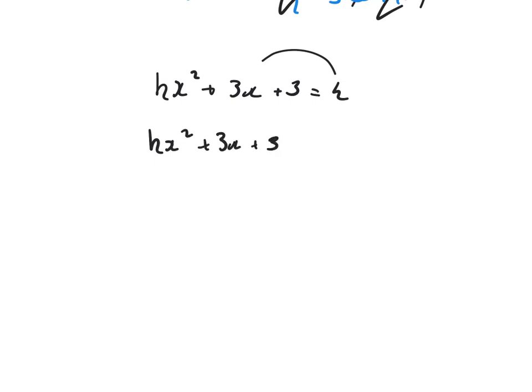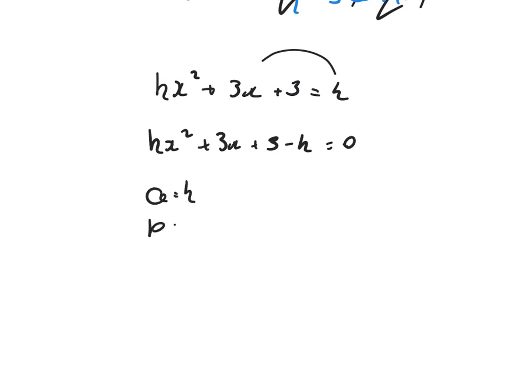Okay, let's try another one similar. Given that k is a real number, show that the roots of the following equation are always real. So let's this time go for kx squared plus 3x plus 3 is equal to k. Okay, so that's kx squared plus 3x plus 3 minus k is equal to 0.